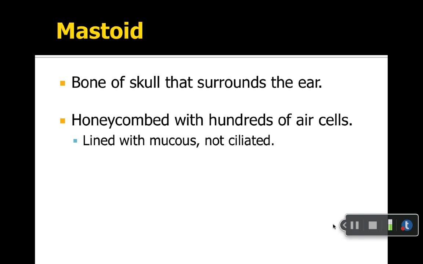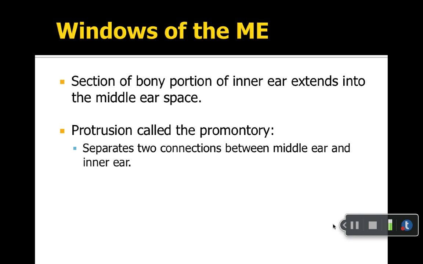The middle ear is held in your mastoid bone. It's the bone of the skull that surrounds the ear. It's honeycombed with hundreds of little air cells that are lined with mucus. They are not ciliated. The mastoid is important. It's like a hard bone to keep the cochlea safe, and it also helps with bone conduction hearing.